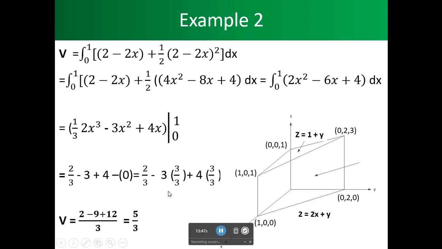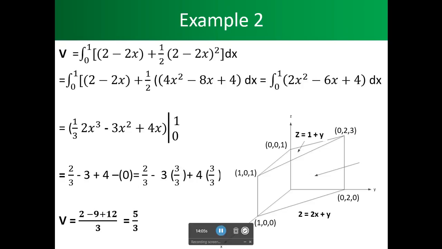And what we get is 2 minus 9. 3 times 3 is 9. 4 times 3 is 12. And we get 5 divided by 3. Okay, so this is our volume.